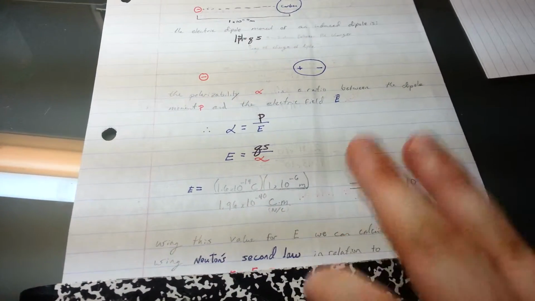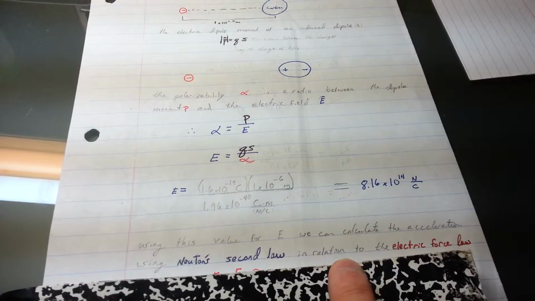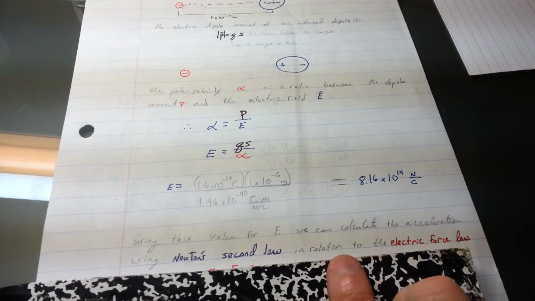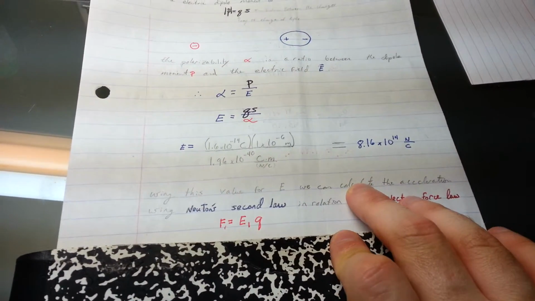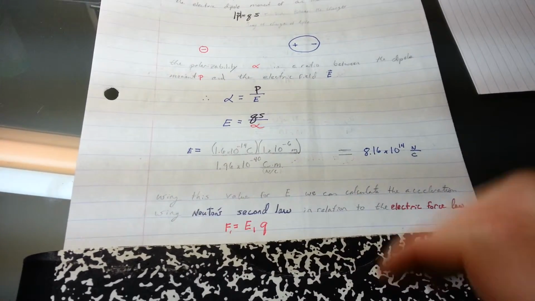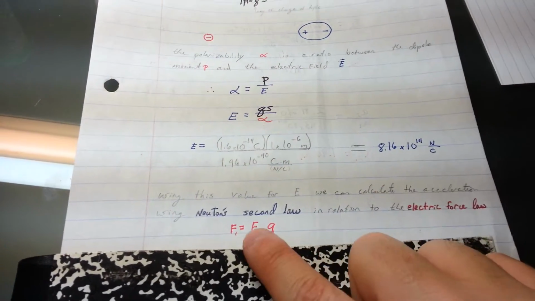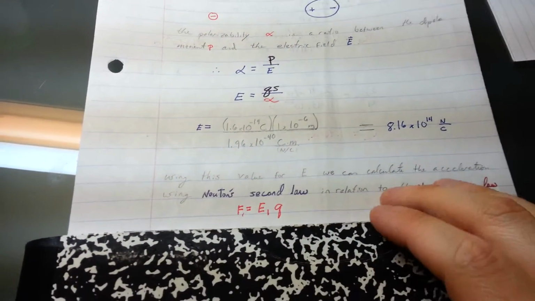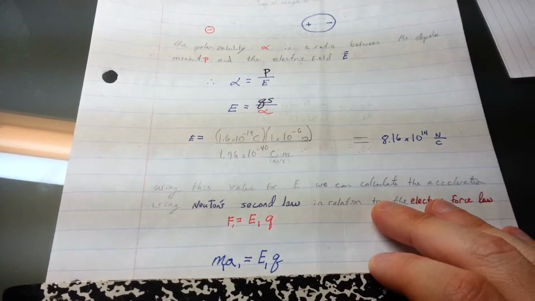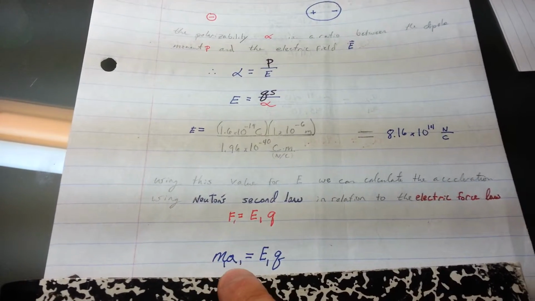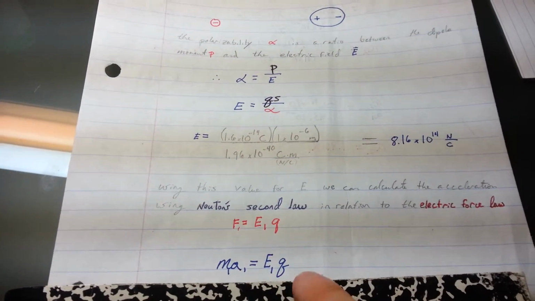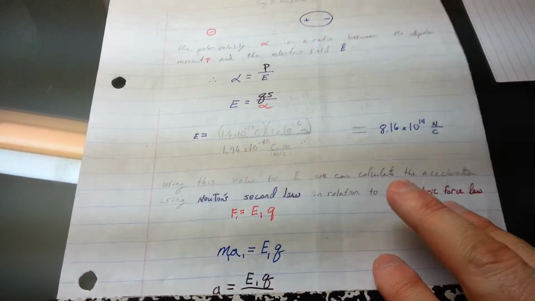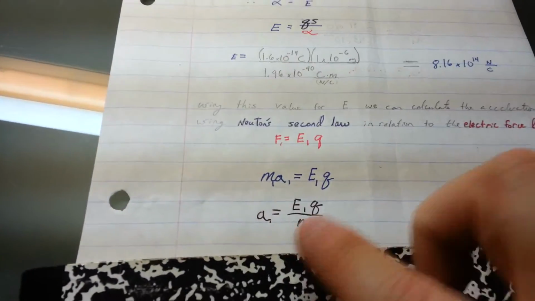So, using Newton's second law, we can use the electric field in relationship with the electric force law to solve for the amount of force that's going to be put on this electron. But based on the amount of force, we can actually solve for the acceleration. So, F equals EQ. Alright, and then mass times acceleration equals E times Q. So, just solving for a, this is what we get. So, flipping this over.